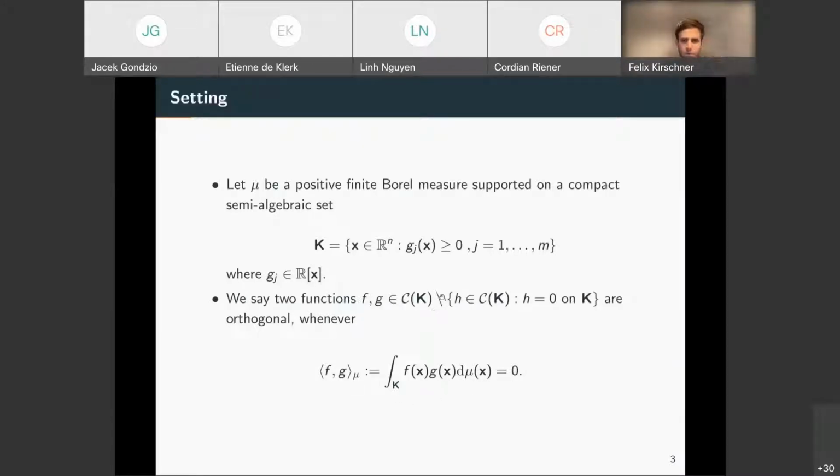And just to be sure, we factor out here all the functions that are identically 0 on K, because these would be orthogonal to everything, or at least the integral would be 0, and this is something we don't want. So we don't care about those functions. We just take the space C(K) modulo that set. Okay, and you see that the measure that we use is important when we define the orthogonality here.